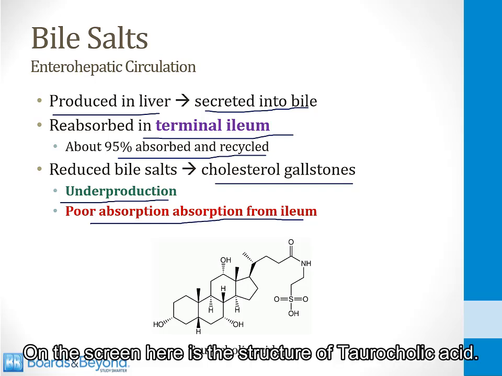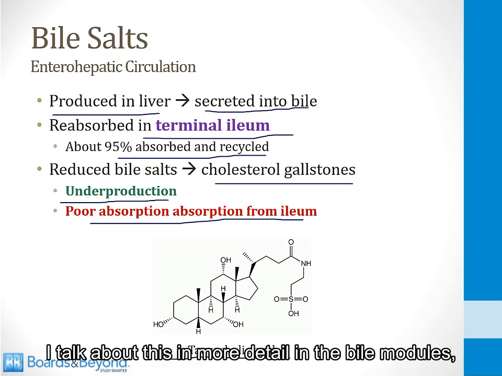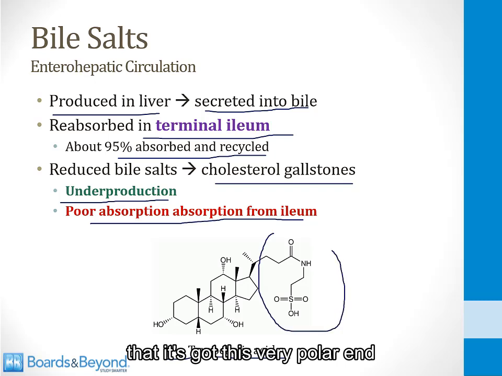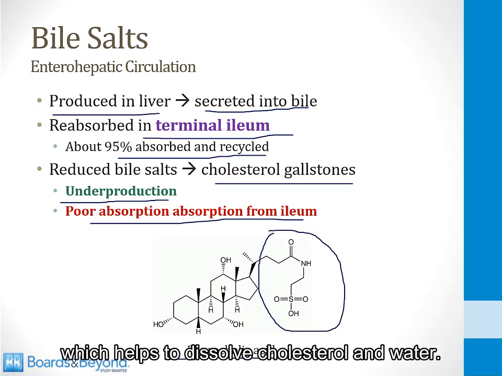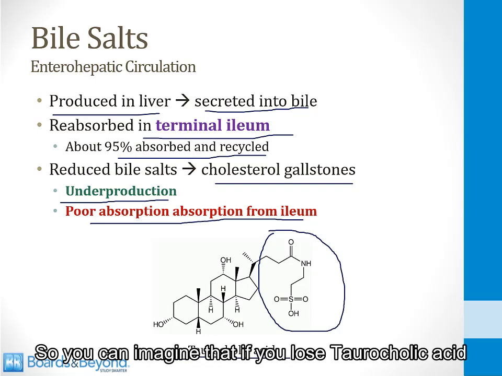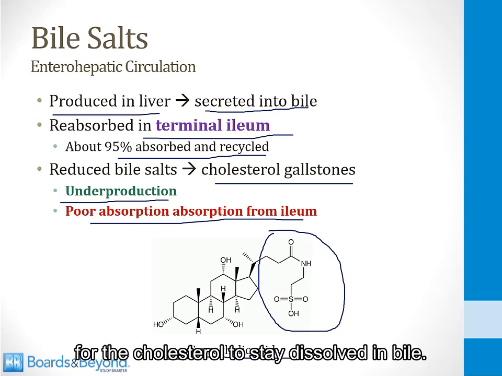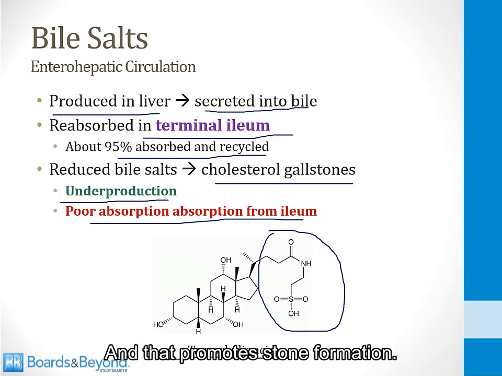On the screen here is the structure of taurocholic acid. I talk about this in more detail in the bile modules, but I just want to remind you that it's got this very polar end, which helps to dissolve cholesterol in water. So you can imagine that if you lose taurocholic acid and other bile salts, it makes it harder for the cholesterol to stay dissolved in bile, and that promotes stone formation.